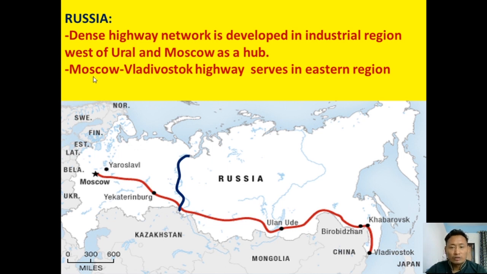If we talk about Russia, we have one important highway. The name of the highway is the Moscow-Vladivostok Highway.